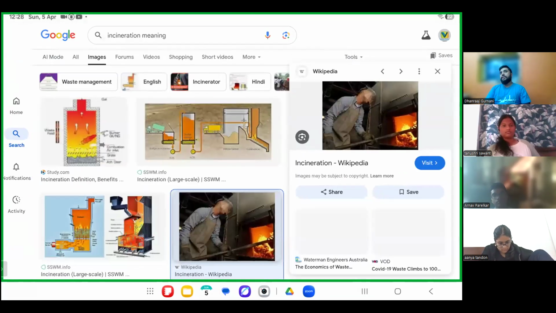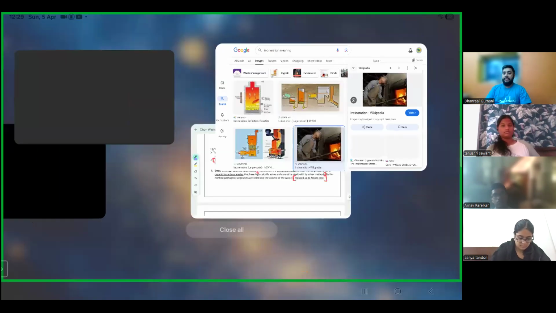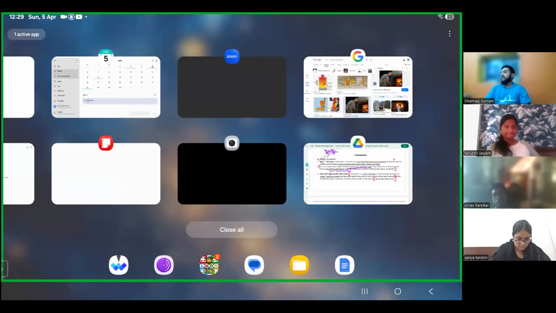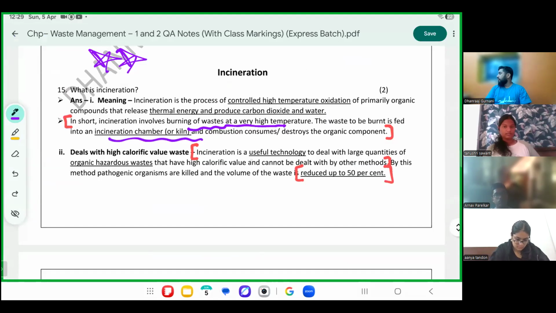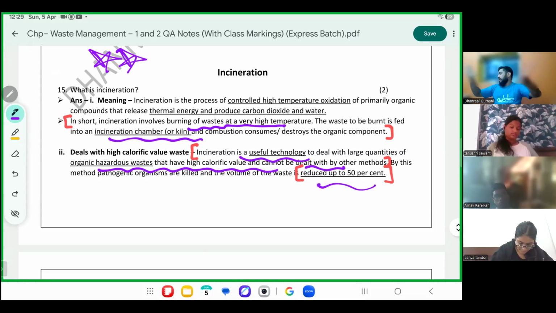It's a controlled machine. The marking will come on the screen. Give it 1 second. Basically, it's a controlled machine where no pollution is released. Incineration reduces the volume of waste by 50%. आधा हो जाता है, आधा जल जाता है. That is mainly what is burnable. That's why it reduces the volume to 50%.